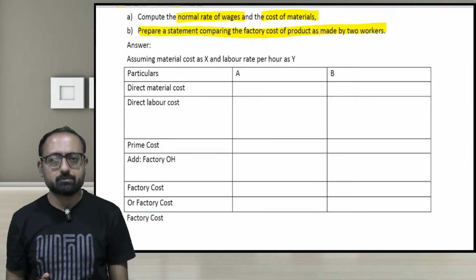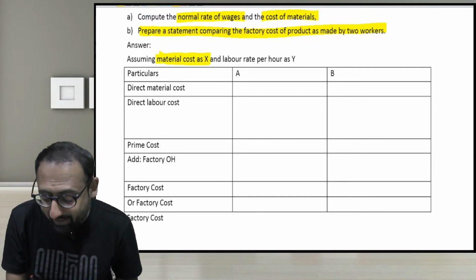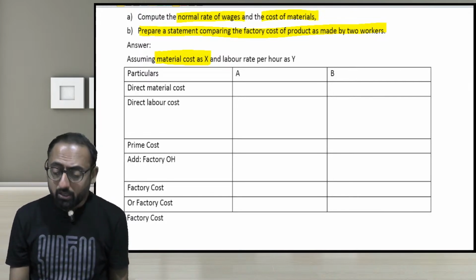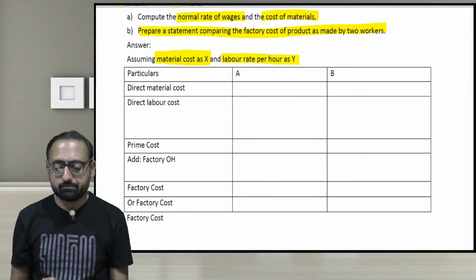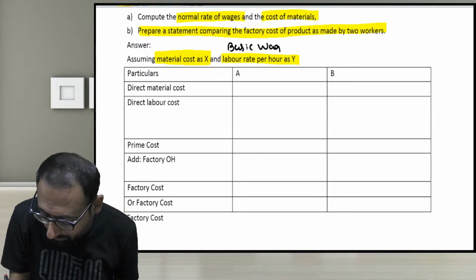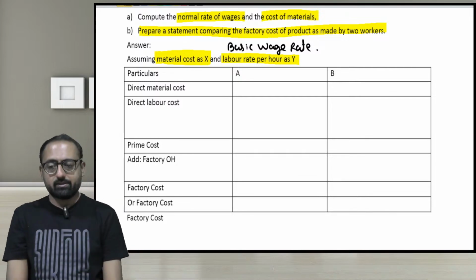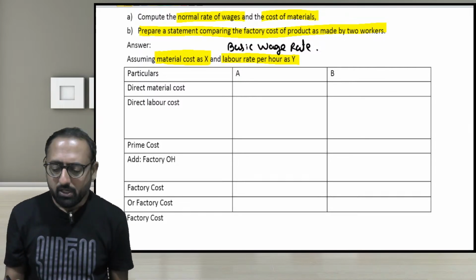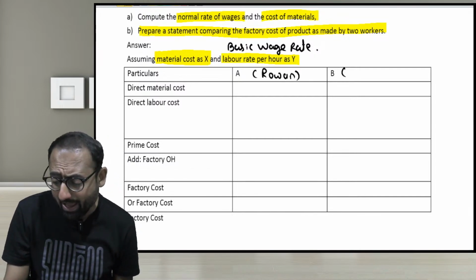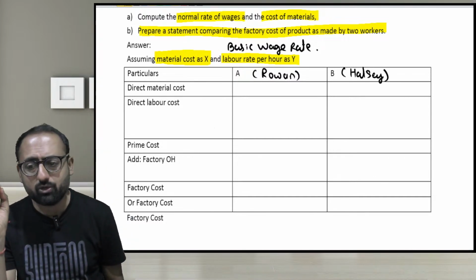First of all, I'll assume that both the workers are using the same material. So the material cost of both workers is X. Not material quantity, material cost is X. Their basic wage rate per hour is Y. A will be paid bonus according to Rowan, and B will be paid bonus according to Halsey.